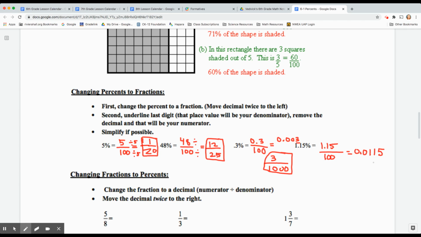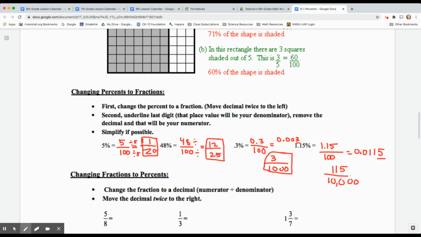All right, now you're here. Now let's look at this. Look at the last digit in your answer. What place value is it in? It's in the 10,000ths place. So then you must put this number over 10,000. And then again, you have to simplify.